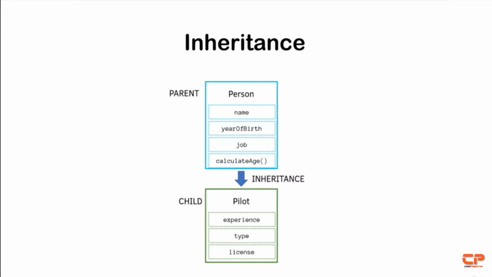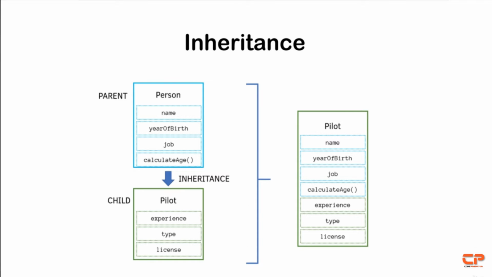As you can see on the screen, a pilot is also a person. And that's why the pilot object is a child of the person object. Or in other words, the person object is the parent of the pilot object. This parent-child relation is called inheritance.